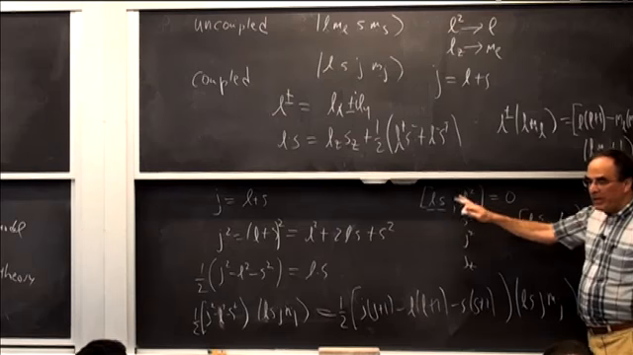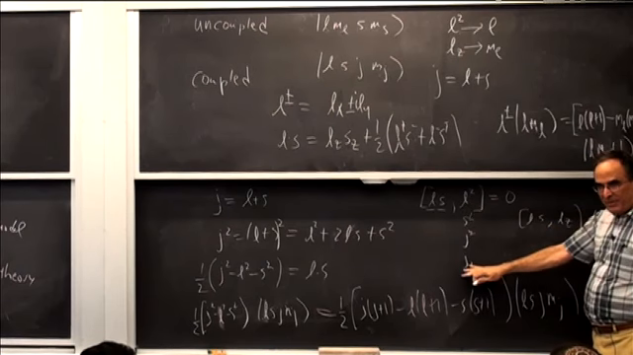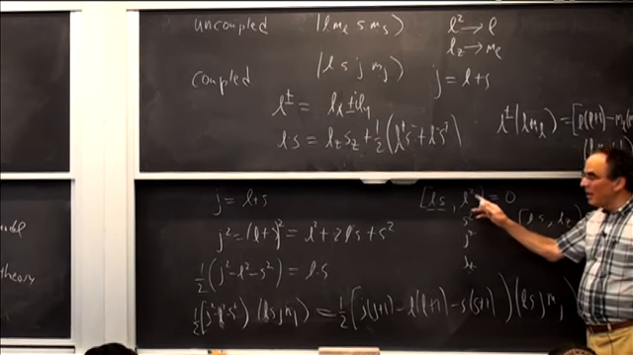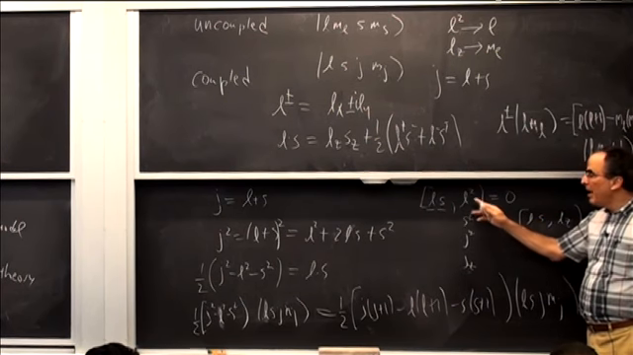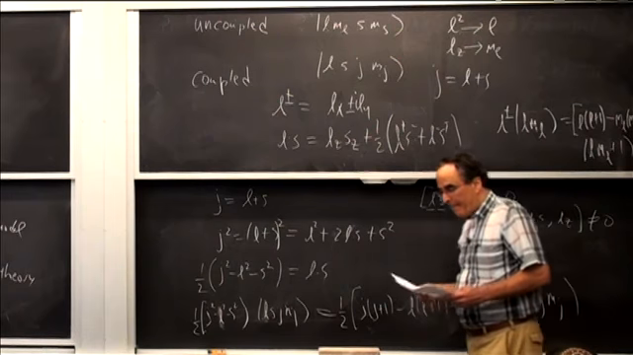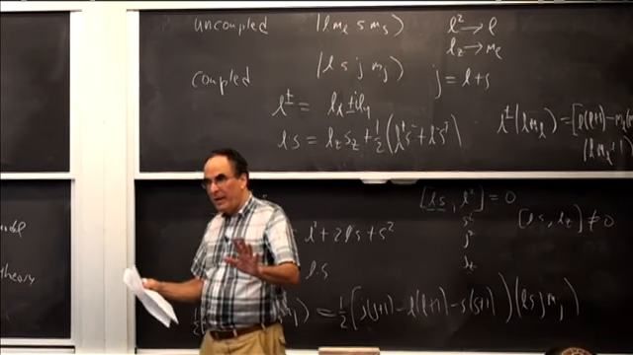So if you're going to get diagonal matrix elements in some basis set, it's because the operator commutes with all of the operators that correspond to the quantum numbers in that basis set. Are we all okay?